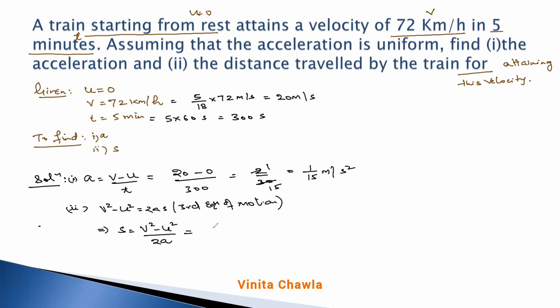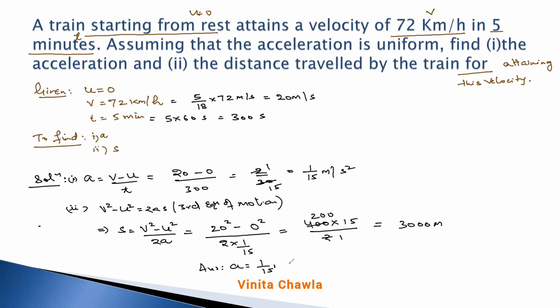Now put the values. V square is 20 square minus u square is 0 square. 2 into a is 1 by 15. This is 1 for 400. 20 square is 400 into 15 by 2. 2 ones are 2. 2 twos are 4. 200. 15 twos are 30. And this is 3000 meter. So acceleration of the train is, this is the final answer we're writing here. Acceleration of the train is 1 by 15 meter per second square, and distance traveled by the train for attaining this velocity is 3000 meter. Now enclose your answer in the box.